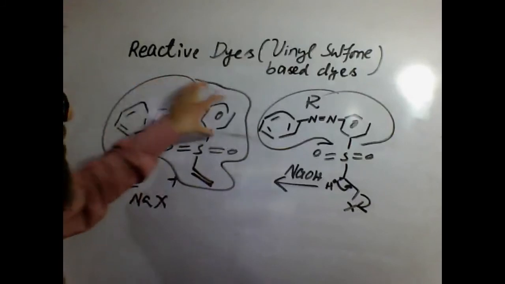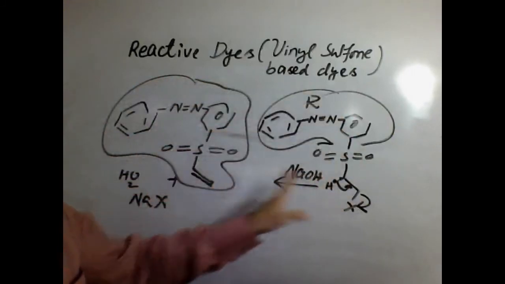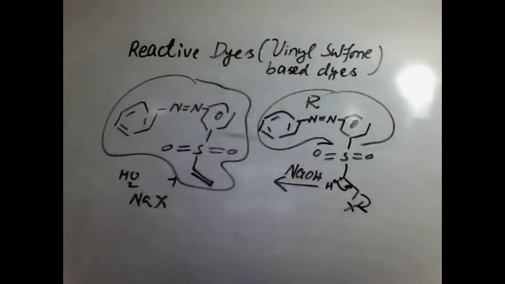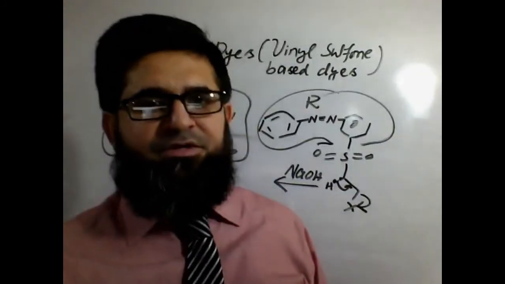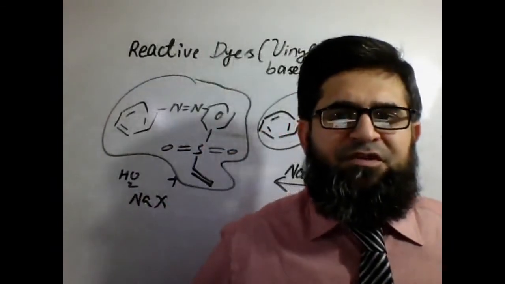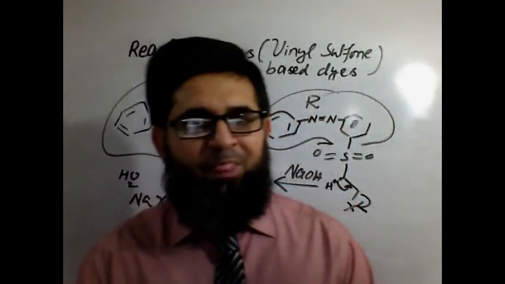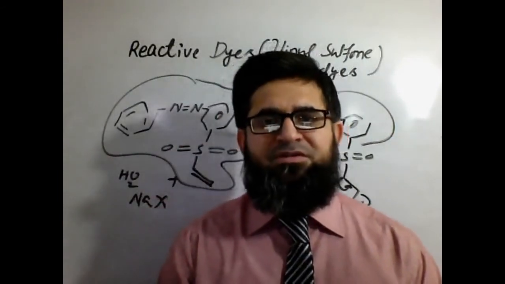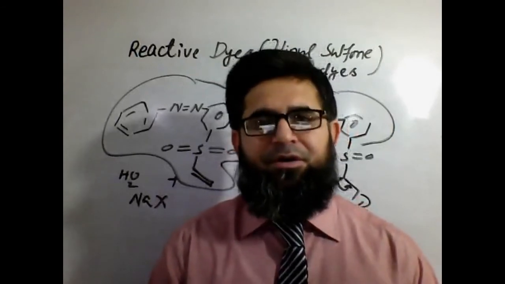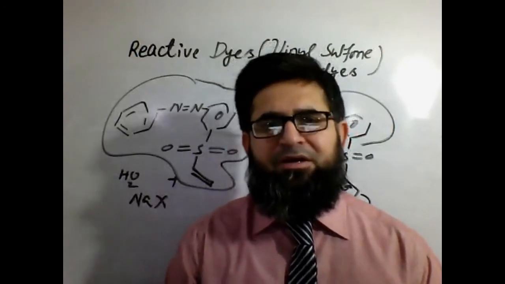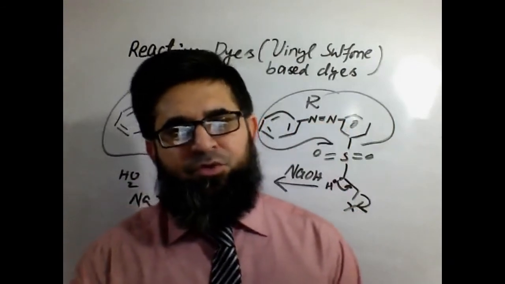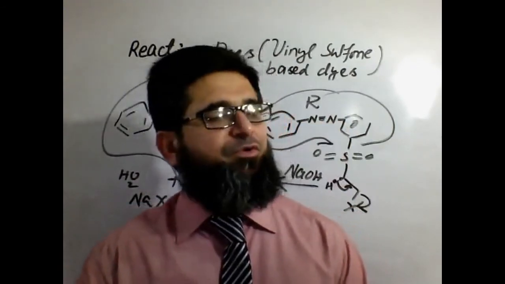So the R could be anything. This is the simple reaction in the presence of sodium hydroxide to give us vinyl sulfone based functionality. Then this can react further with the cellulosic fibers, as I've told you earlier. So these will be regarded as vinyl sulfone based dyes. I've given you examples of how the vinyl sulfones can be generated, how they can be connected with the dyes, so the dyes could become the vinyl sulfone based dyes.